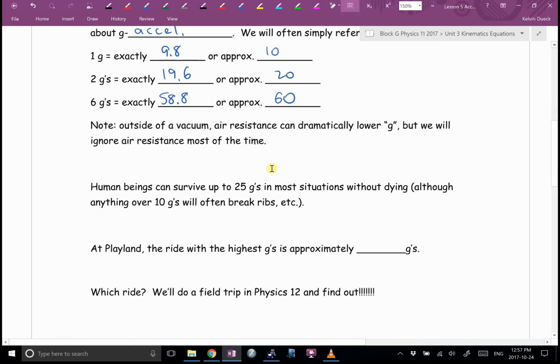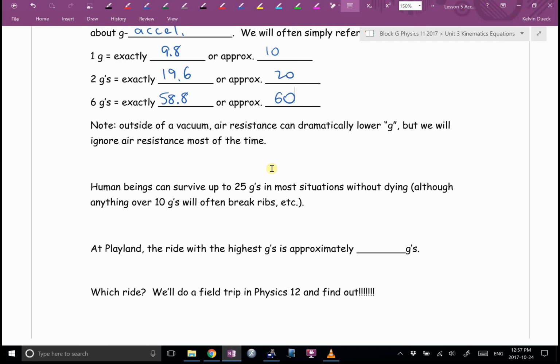Human beings can survive up to 25 Gs in most situations without dying. But anything over 10 Gs will often break ribs, will break bones, etc. So all of you right now are experiencing 1 G, and you're used to that. That's what you feel as your weight. So if you're experiencing 10 Gs, that would be like 9 people dogpiling on you.